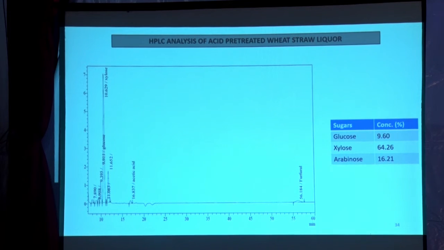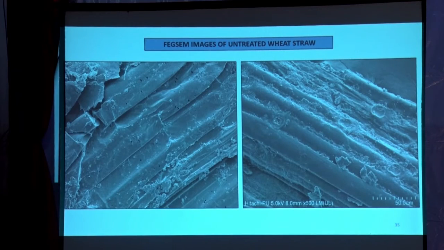This is the HPLC analysis of acid pre-treated straw liquor. Here you can see that the concentration of glucose has been increased. This can be attributed to the fact that during acid hydrolysis some of the amorphous cellulose has been hydrolyzed into the liquor. These are the field emission gun scanning electron microscopy images of untreated wheat straw. Here we can see that the surface is very much smooth and compact.